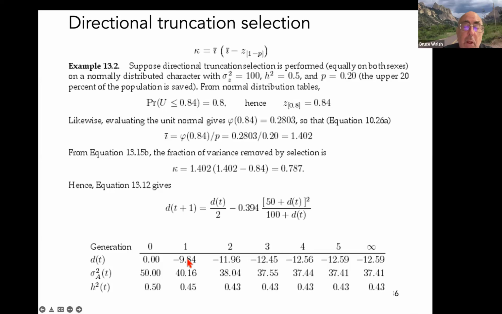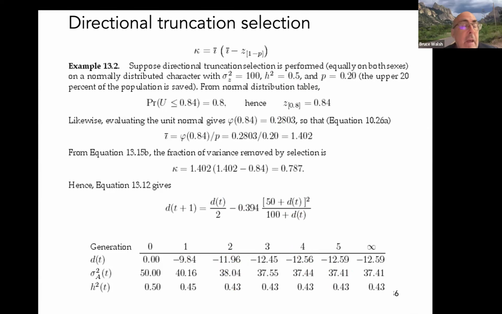In the next generation, you just plug this number back in here for d of 1, iterate, and you get a disequilibrium of minus 12. Your added variation goes down to 38. Your heritability goes down to 0.3. You plug that in, and as you iterate, you see that very quickly, after a couple of generations, you get your final value. So you start out with a heritability of 0.5, and you now end up with a heritability of about 0.43.